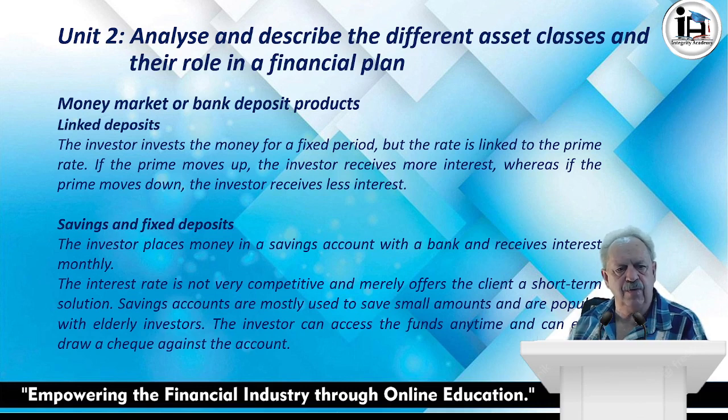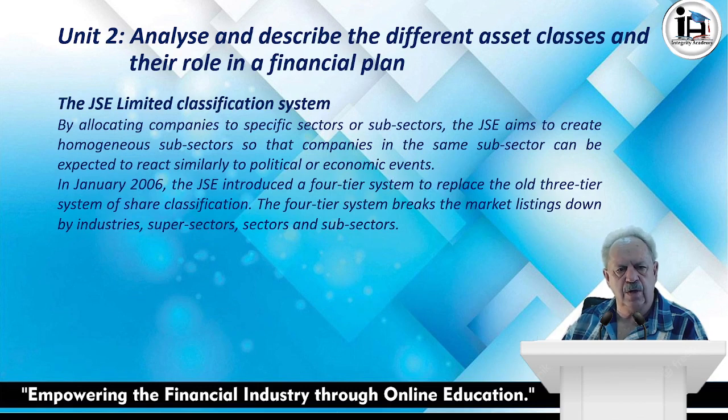Then you get your savings and fixed deposits. The investor places money in a savings account with a bank and receives interest monthly. Interest rates are not very competitive and merely offer the client a short-term solution. Savings accounts are mostly used to save small amounts and are popular with elderly investors. The investor can access the funds anytime and can even draw a check against such an account, although checks these days aren't really used anymore.